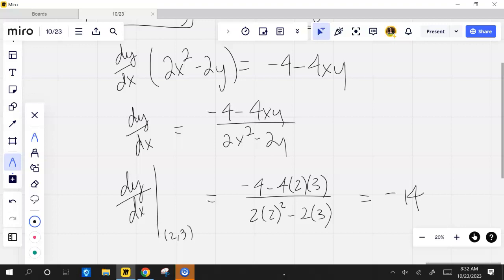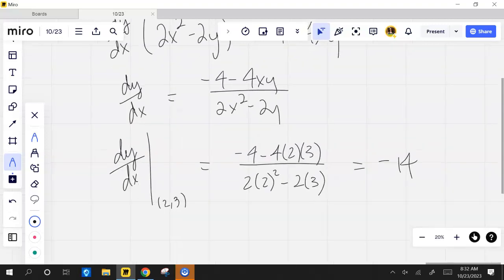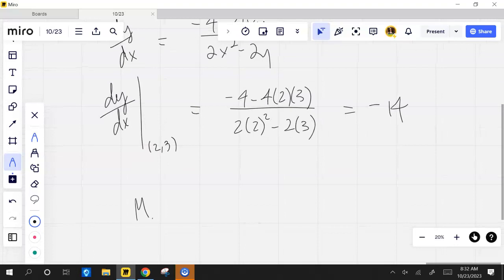But this is the normal line, so for the normal line, I do what? That's right, flip it and change the sign. So the slope of the normal line is going to be 1 over 14. And I have that point (2, 3), so now all that's left is to write the equation. y minus 3 equals 1 over 14 times x minus 2.